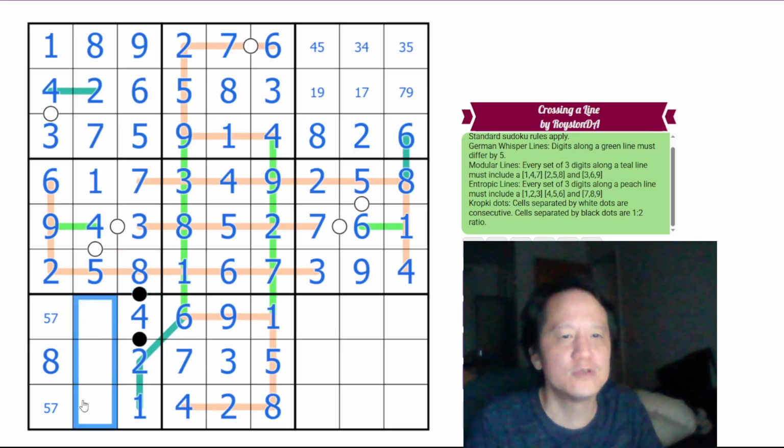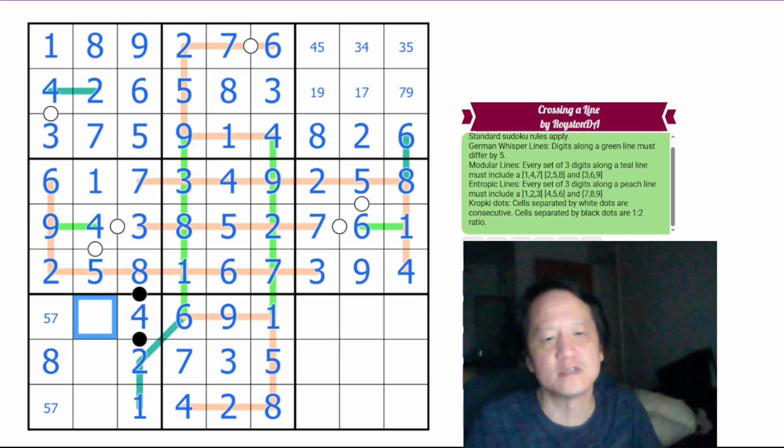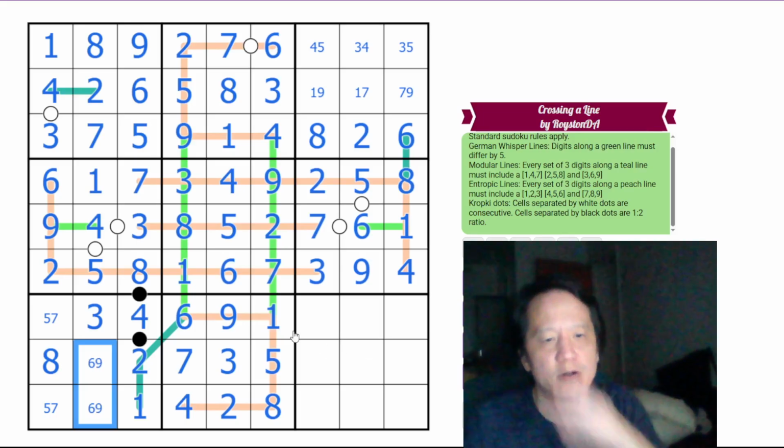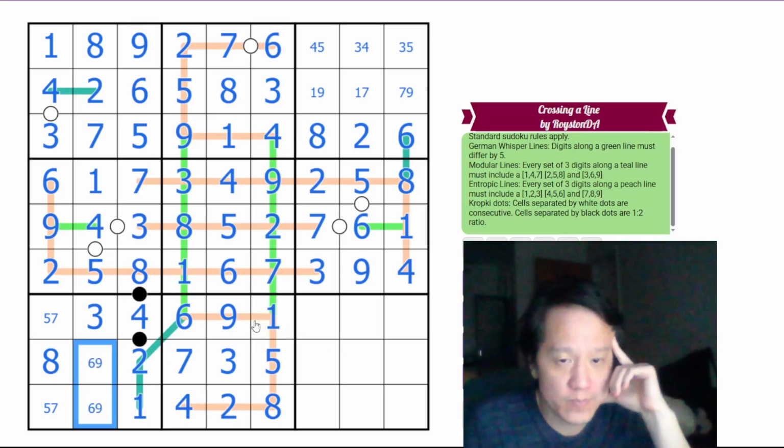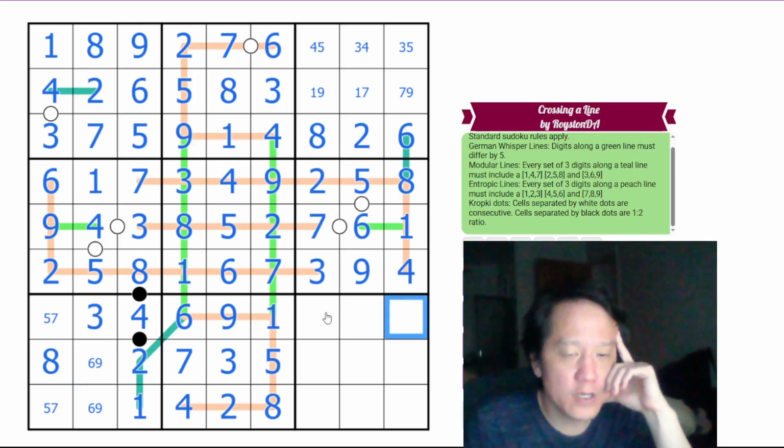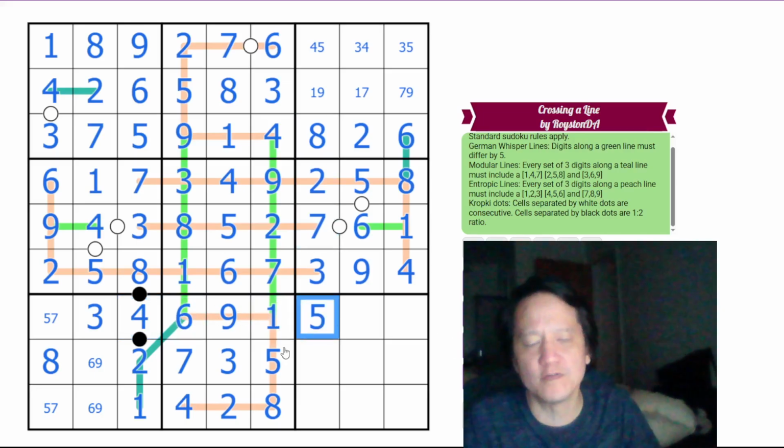In column 2, we are missing 3, 6, 9. This can't be 6 or 9 because of the 6 or 9 in the row, so this is 3. And this is a 6, 9 pair here. Okay, in this cell, we are missing 1, 2, 3, 4. We could have a 5 here. We can't have 6, 7, 8, and 9, so this has to be 5. This 5 eliminates 5 here, so it's 7 and 5.